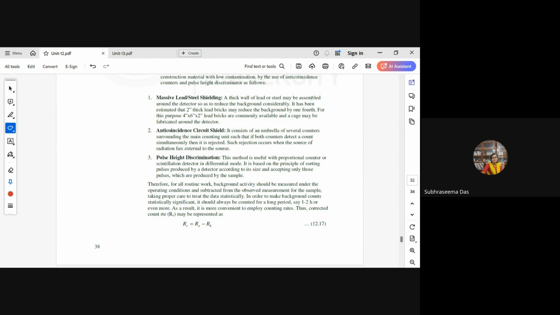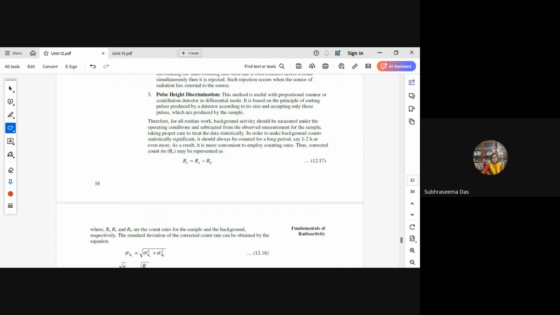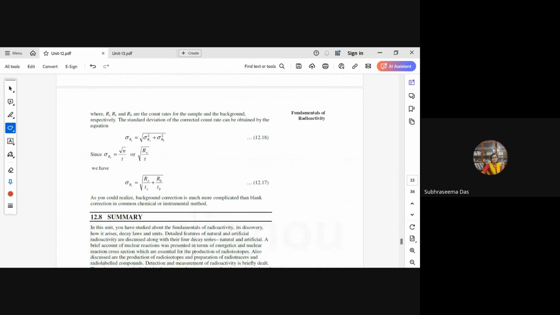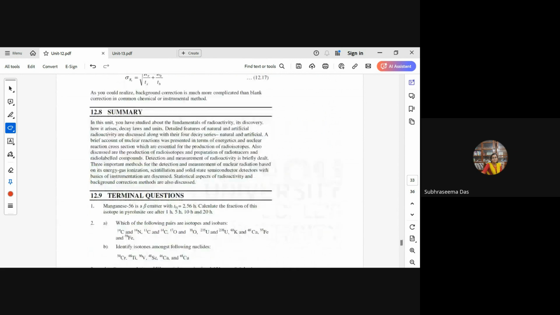This method is particularly useful with a proportional counter or scintillation detector in the differential mode. It is based on the principle of sorting pulses produced by a detector according to their size and accepting only those pulses which are produced by the sample. So these are some of the background corrections that need to be done to reduce the background radioactivity.